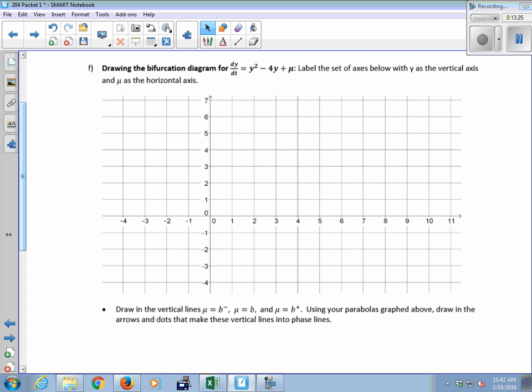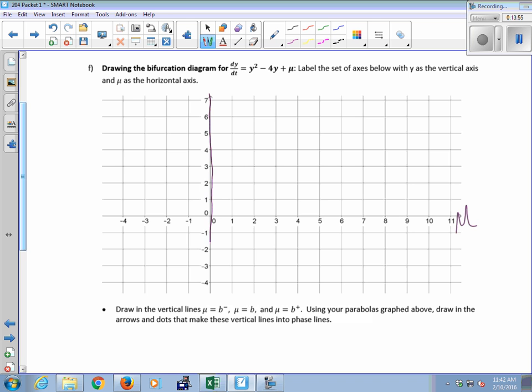Okay. So my horizontal axis is mu this time. I'm going to look at the phase lines lined up next to each other as functions of mu. So what happens to the phase line as we change mu? I know the vertical axis is just a phase line. These are phase lines. So this is a phase line here.